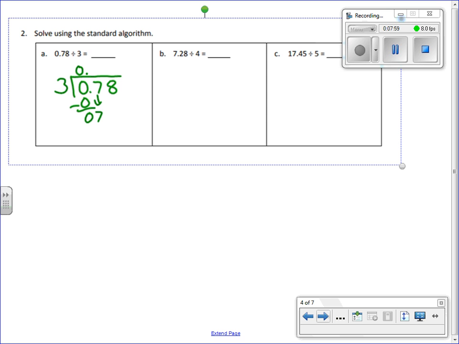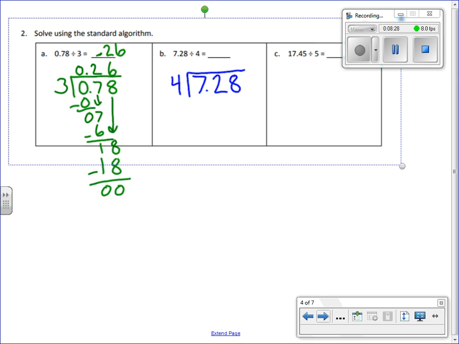3 goes into 7 twice, which gives me 6. Subtract, we have a 1. Bring down the 8. 3 goes into 18 6 times. 18, I subtract. There's my answer, 26 hundredths.